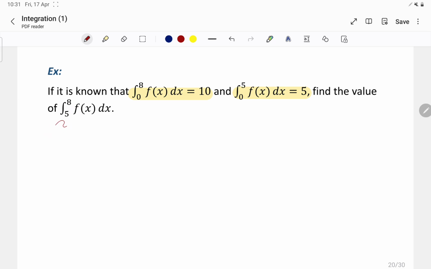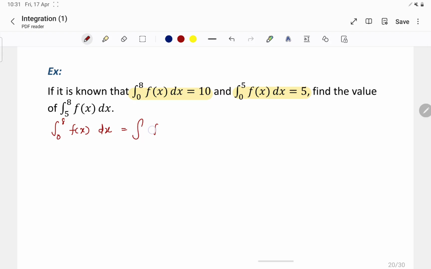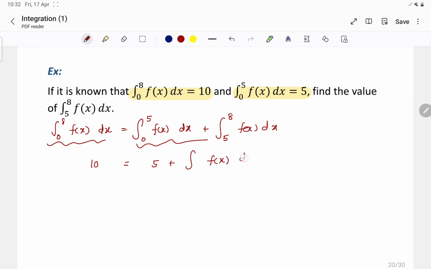The first step is to copy first: the integral of f(x) dx from 0 to 8. If we follow the property that we have, we can separate it like this: the integral of f(x) dx from 0 to 5 plus the integral of f(x) dx from 5 to 8. The integral from 0 to 8 is equal to 10. The integral from 0 to 5 we also know already, which is 5, plus the one we don't know, the integral of f(x) dx from 5 to 8. This is the one that we want to know.